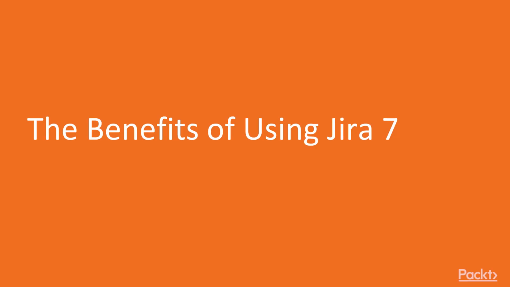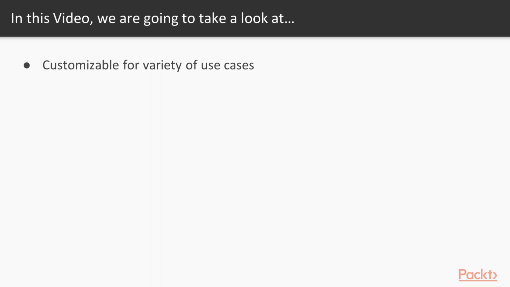Let us now discuss the benefits of using Jira 7. In this video, we are going to take a look at some of the main benefits of using Jira 7. When you install Jira for the very first time, you can use it straight away out of the box. For example, if you're using Jira software, you can straight away use it for Scrum or Kanban based deployments.